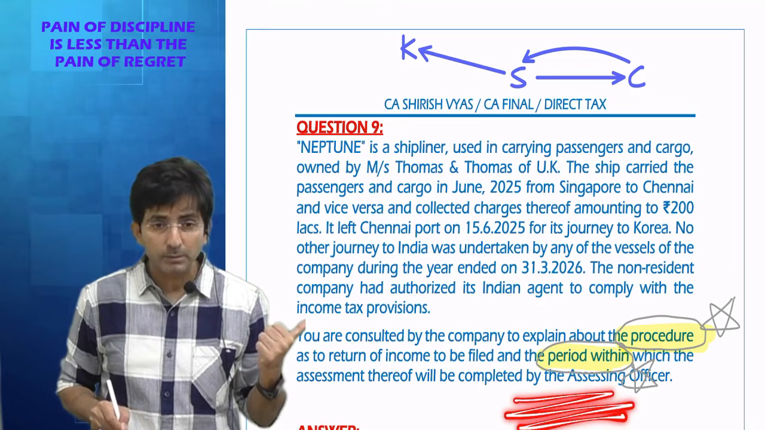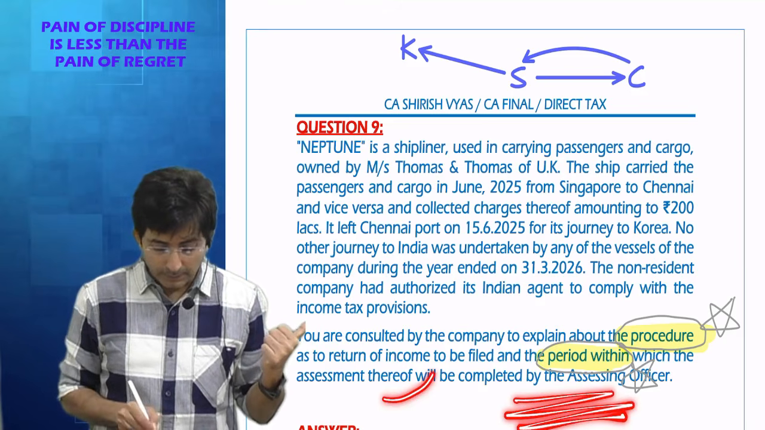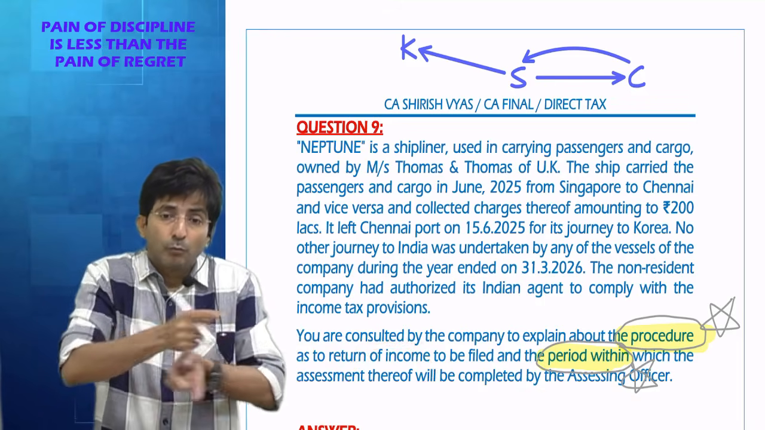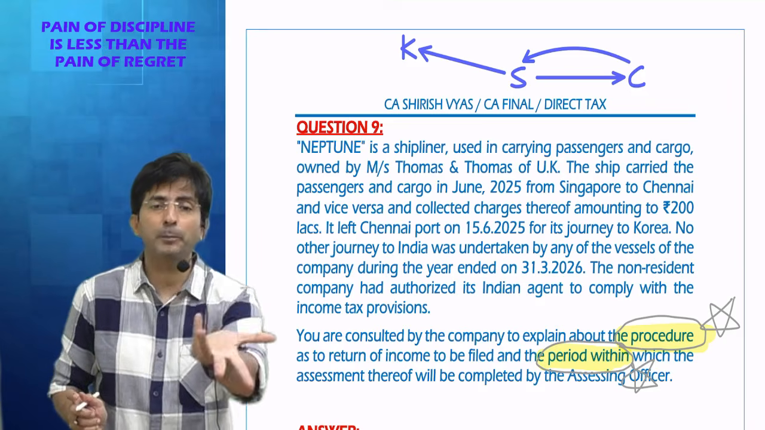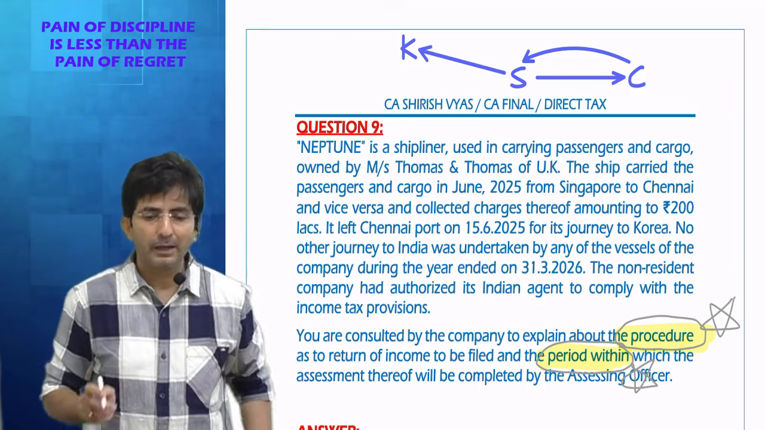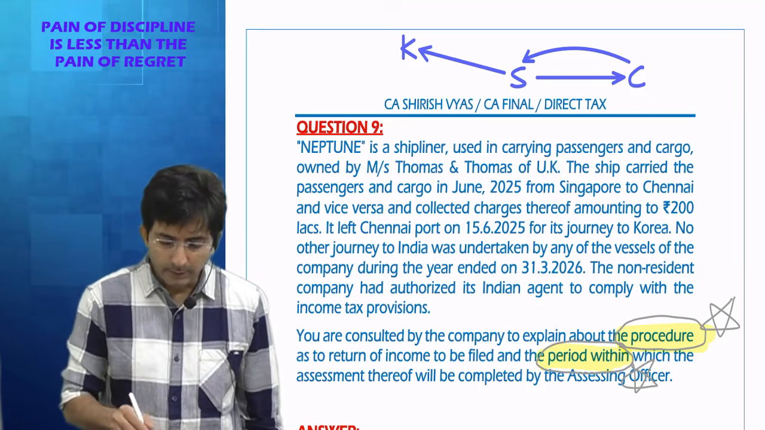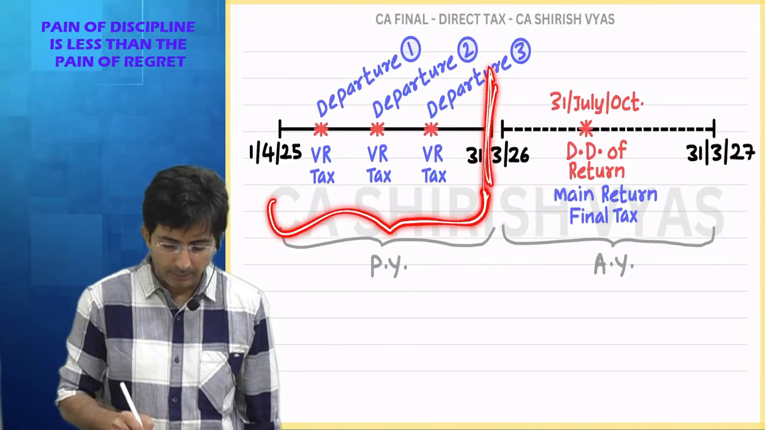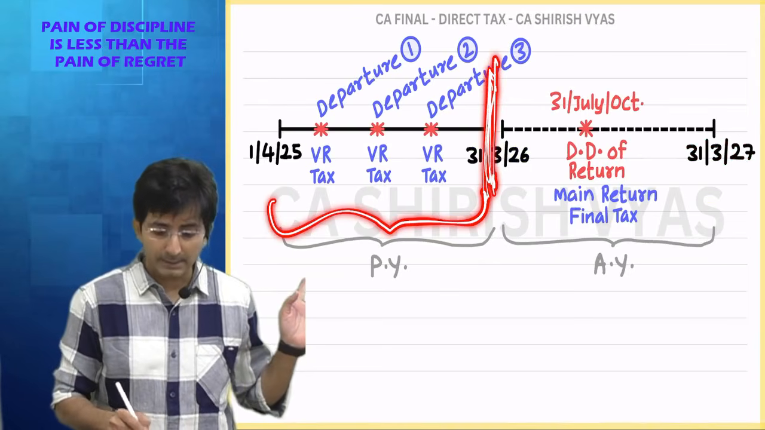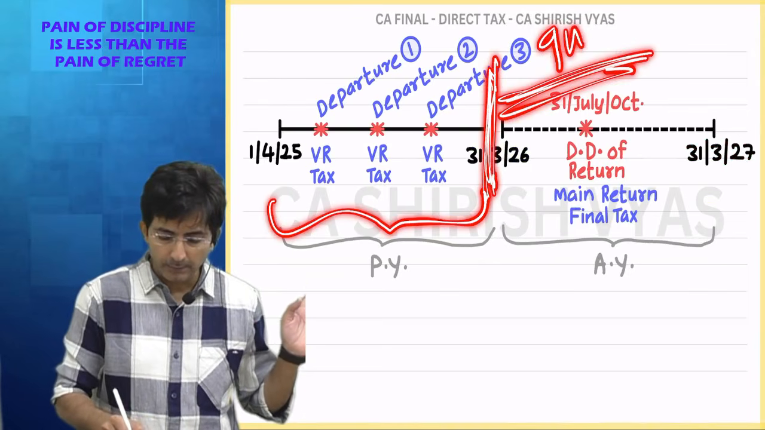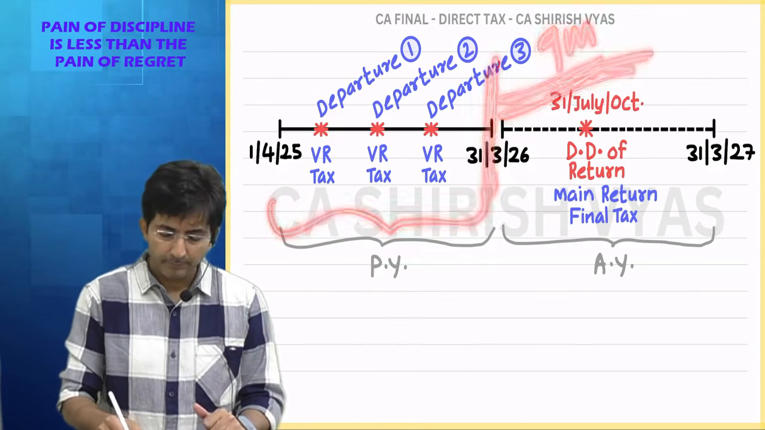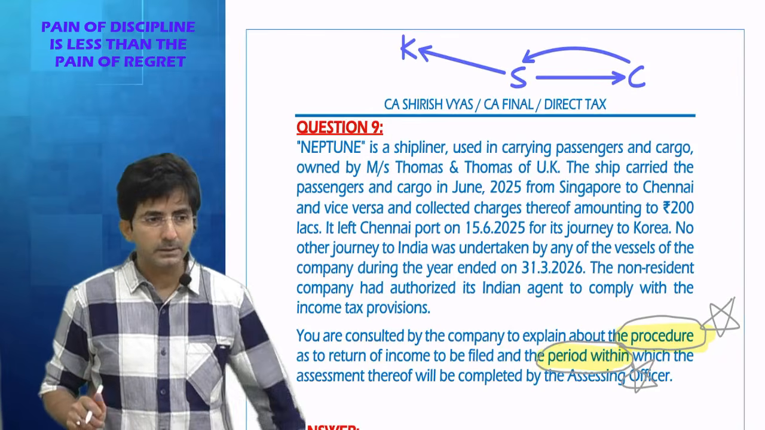Period within which assessment thereof. Thereof means of the voyage return. Voyage return assessment is done within what period? 9 months. I told you, no? Once the voyage returns are filed, all voyage return assessments are done within 9 months from the end of the year when the voyage return is filed. Okay, so this is the answer.